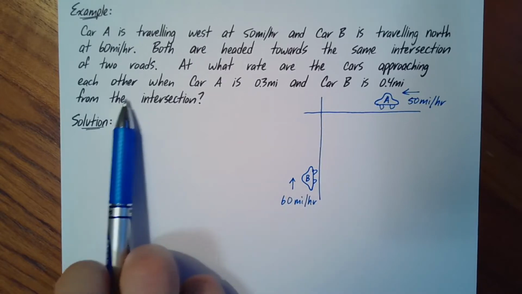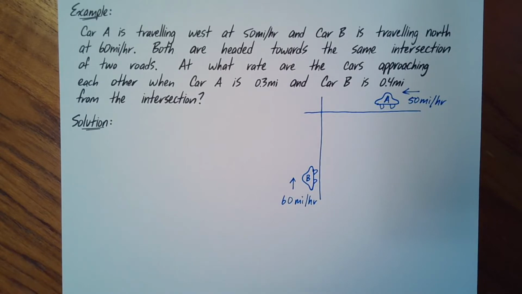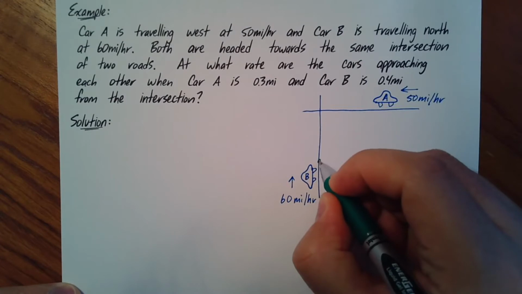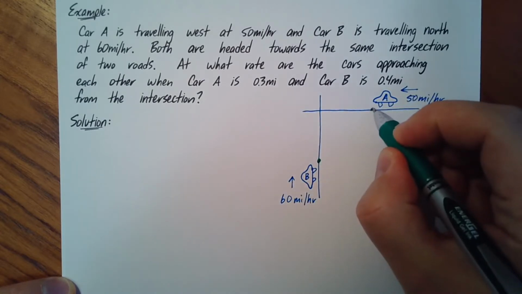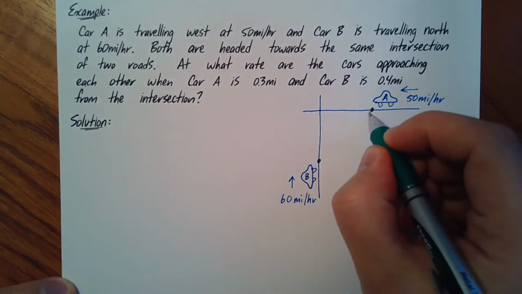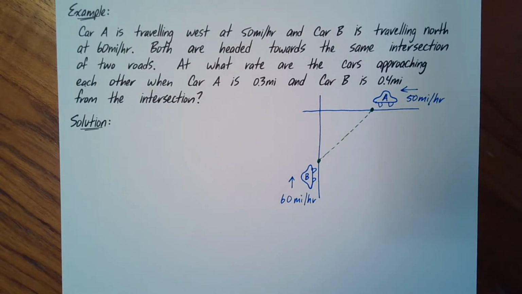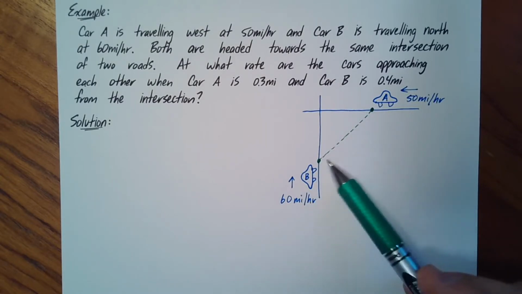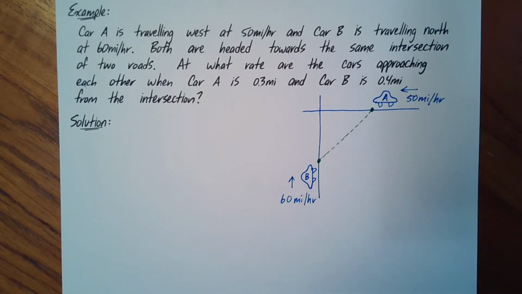So really, when they ask at what rate the cars are approaching each other, that means there's a distance between the cars, right? Say this point right at the front of car B is the location of car B, and this point right here at the front of car A is the location of car A. What we really want to know is how fast they are approaching each other, in the sense of the distance between them measured diagonally. So how fast is this distance changing? That's really the question over time, right?